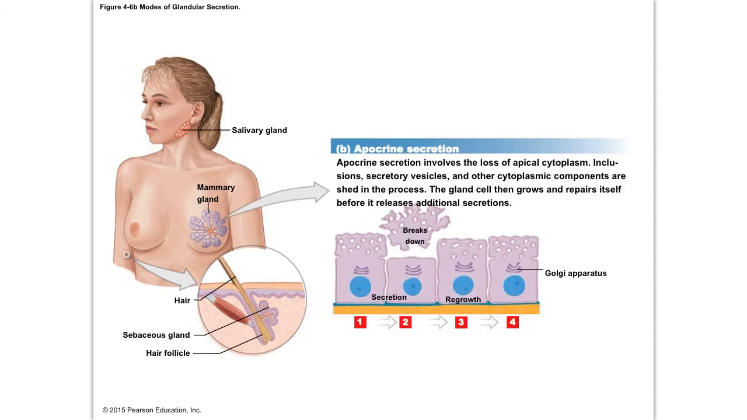On this slide, they show you the apocrine example with the mammary gland. It says apocrine secretion involves the loss of apical cytoplasm. You guys remember apical means the top, the surface. Inclusions, secretory vesicles, and other cytoplasmic components are shed in the process. The gland cell then grows and repairs itself before it releases additional secretions. So it breaks down that cytoplasm, releases that into the duct, and then it just regenerates that cytoplasm again. So the Golgi apparatus is still making the milk, but the entire cytoplasm gets shed in the process.